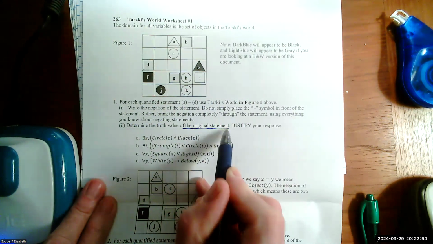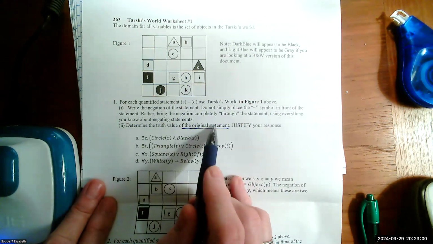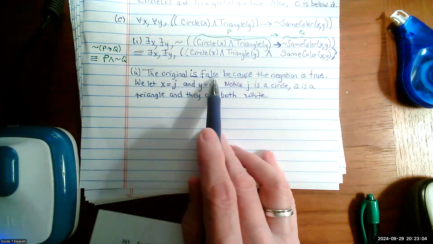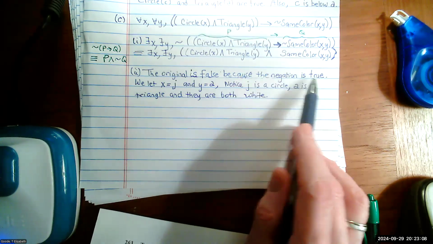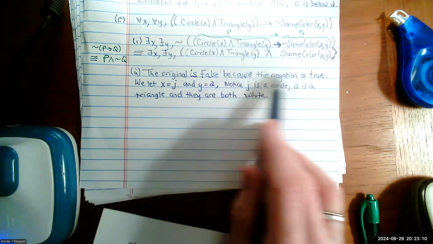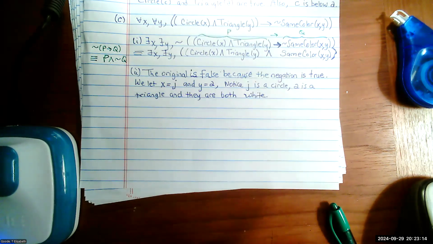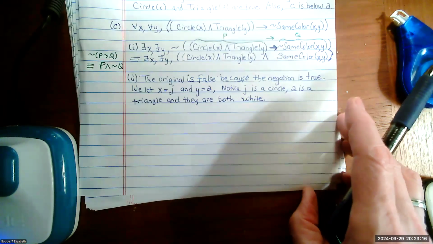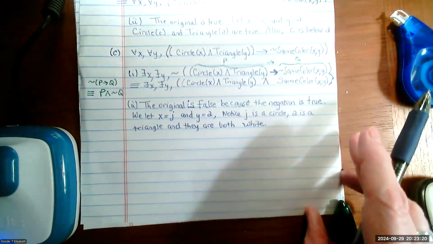But that's okay, because you can look at the negation to help you figure out the truth value of the original. But the first thing you need to write is the truth value of the original. The original is false. But if you need to say because the negation is true, because you want to actually show why the negation is true in your justification, that is fine. You just need to connect it to the fact that that makes the original false if the negation is true.